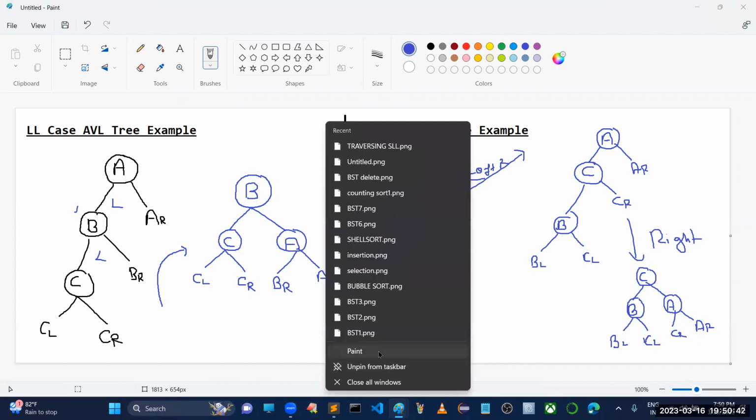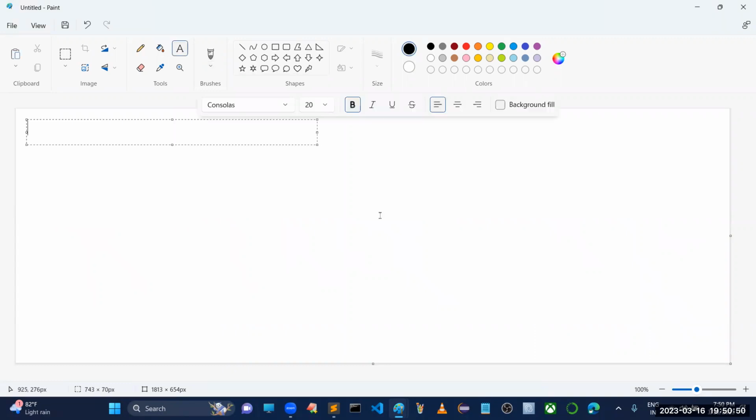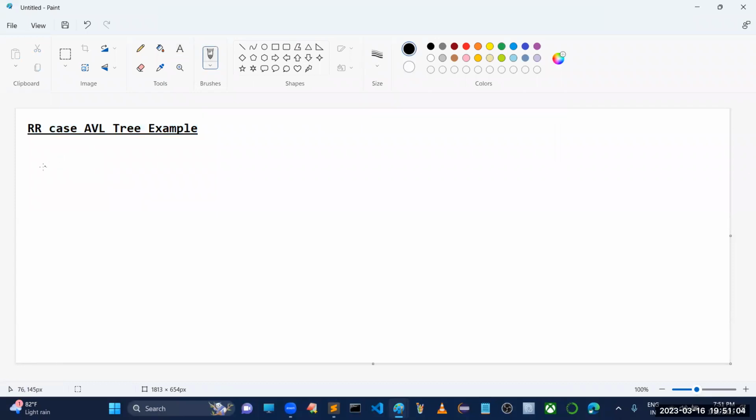Right. Next. Sir, one more diagram I am taking. One more diagram. So here we need to talk about which one? Sir, RR case. RR case in AVL tree example. So what is this one? Sir, here consider A is nothing but the root node that we have.